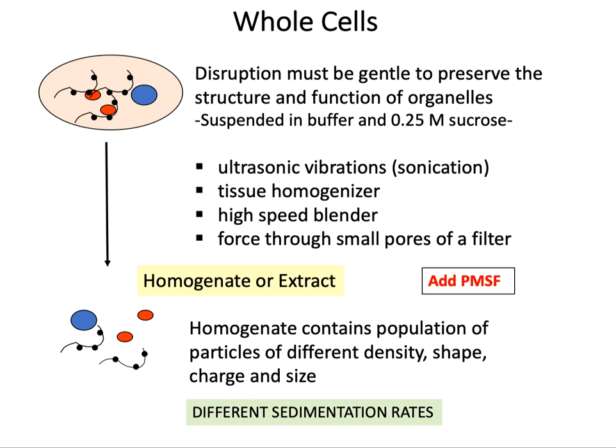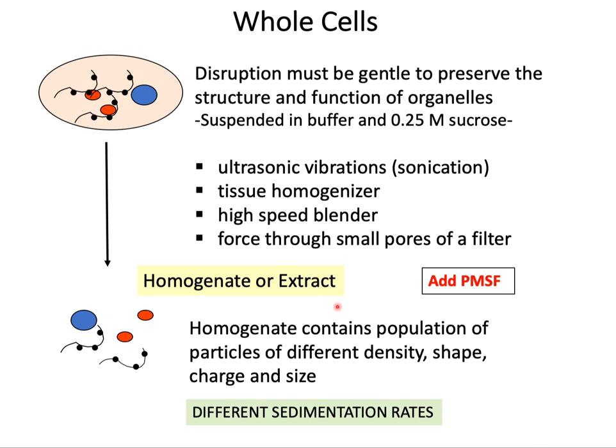There are a number of ways to disrupt the plasma membrane, such as ultrasonic vibration, sonication, a tissue homogenizer, or a high-speed blender. You can also force the cells through a filter with small pores, usually 8-micron pores. It disrupts the plasma membrane without damaging the organelles. So once you disrupt the cells, you have a homogenate, sometimes called an extract.